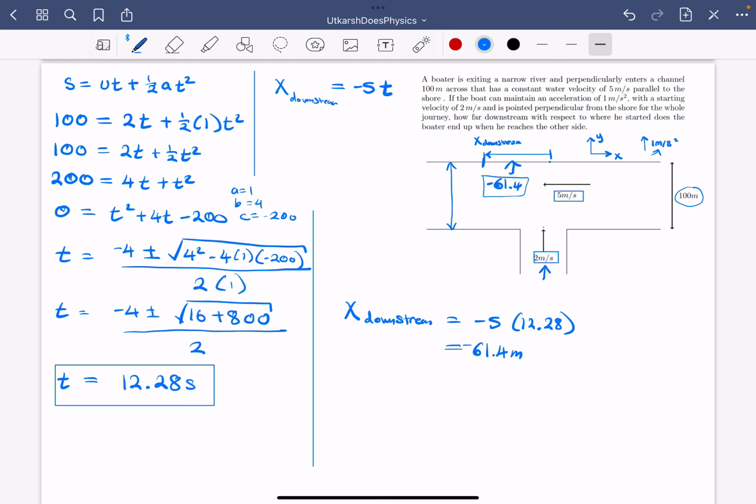So we've basically done it. You might notice that in some answer solutions, they have a positive value. And that's because they've defined their axis the other way, where they take y to be up, but then they take that direction of x to be the positive direction of x. But personally, I just find that kind of confusing, so I just stick with the system that usually we're all used to. So there you go, x downstream is equal to minus 61.4.